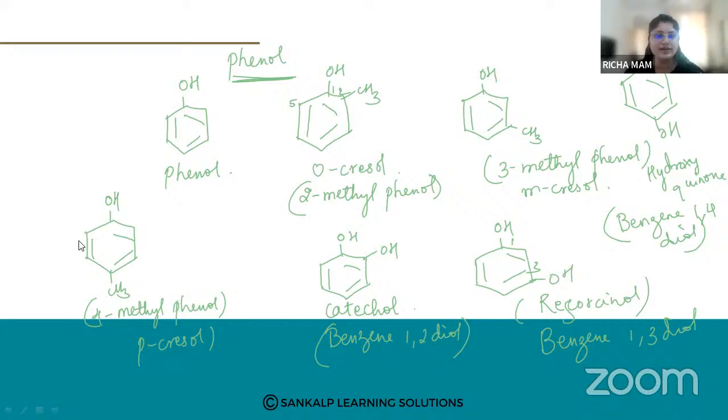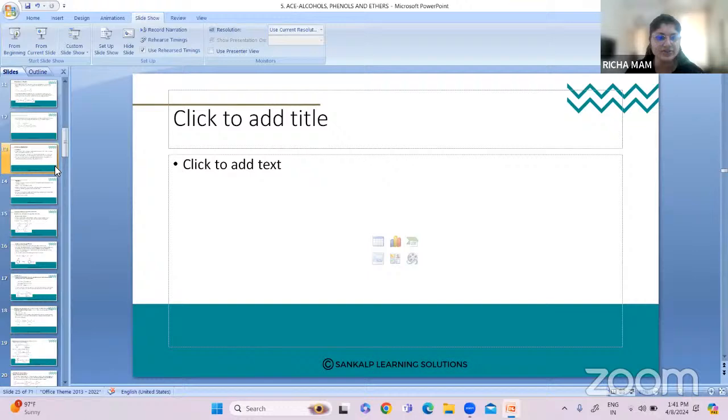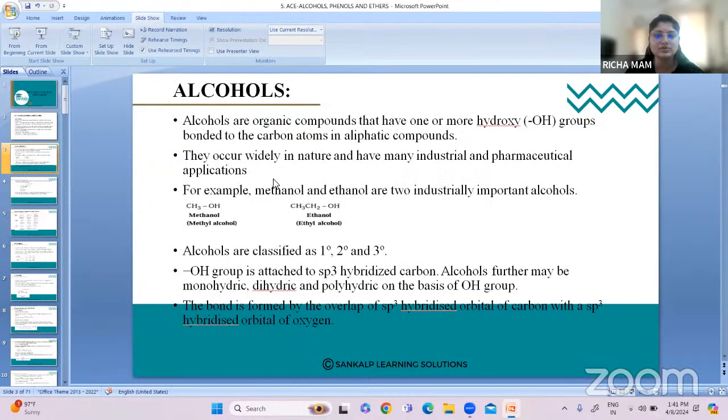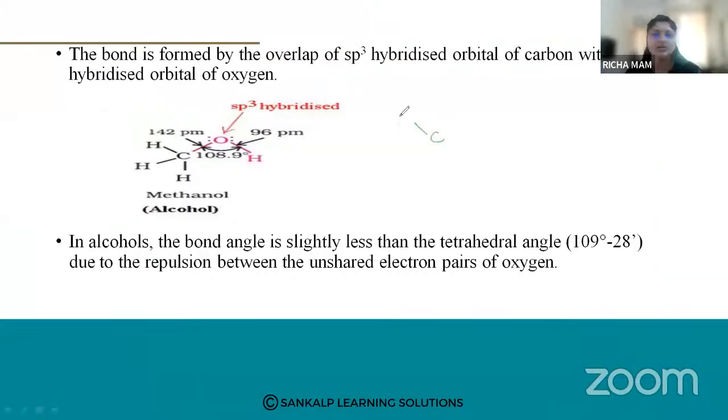Next we are going to see the structure of functional groups. Let us see the structure of the functional group. Here you can see they have taken methanol, with C, H, H, H, and O and H. So this is CH3OH, methanol. What can you see in this methanol? This is an alcohol, right?